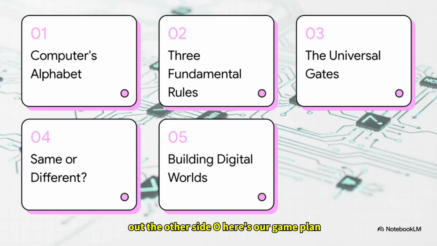So, here's our game plan for today. We're going to start with the simple two-letter alphabet that all computers speak. Then we'll meet the three most important rule makers in the whole system. After that, we'll see how you can combine them to create even more powerful gates. Then we'll check out some special gates that can tell if things are the same or different. And finally, we'll see how all these simple little pieces come together to build, well, everything.